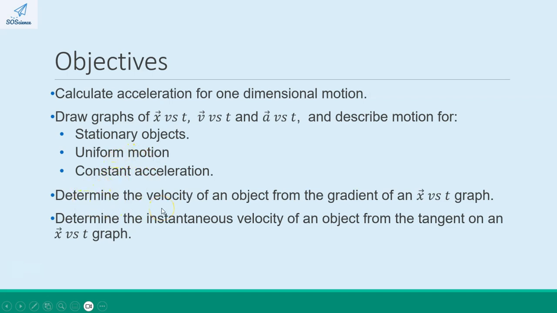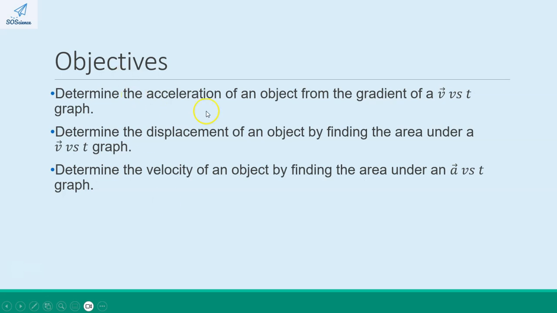We will determine the velocity of an object from the gradient of a position time graph. We will determine the instantaneous velocity of an object from the tangent on a position versus time graph. We will determine the acceleration of an object from the gradient of a velocity versus time graph. We will determine the displacement of an object by finding the area under a velocity versus time graph. And we'll determine the velocity of an object by finding the area under an acceleration versus time graph.